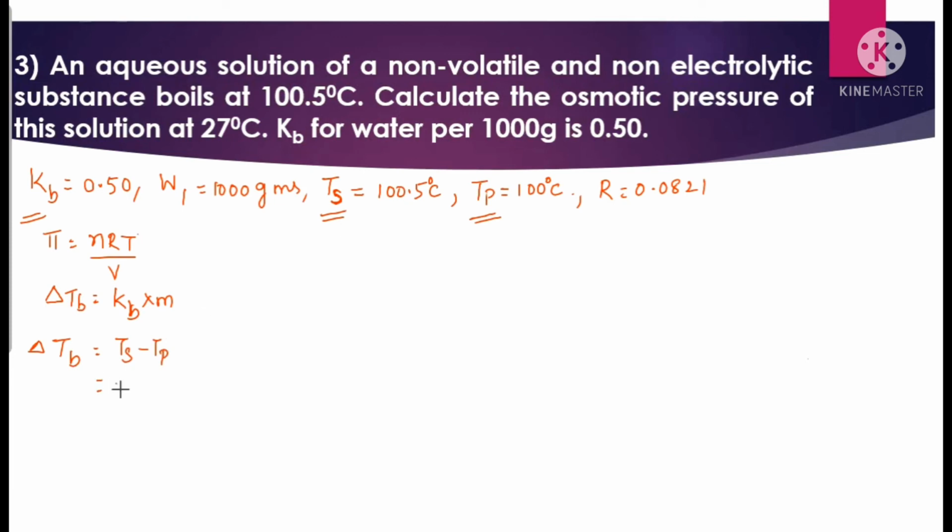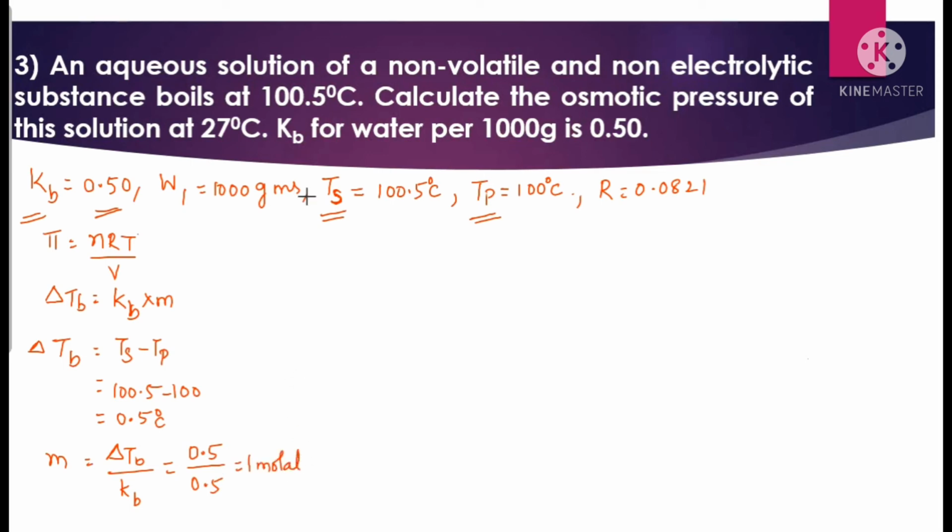So what is Ts? 100.5. What is Tp? It is 100. So delta Tb is 0.5 degrees centigrade. Now substitute the value and find out the answer, students. Molality is equal to delta Tb divided by Kb. What is delta Tb? It is 0.5. What is Kb? It's already given, 0.5. So the molality is 1 molal.